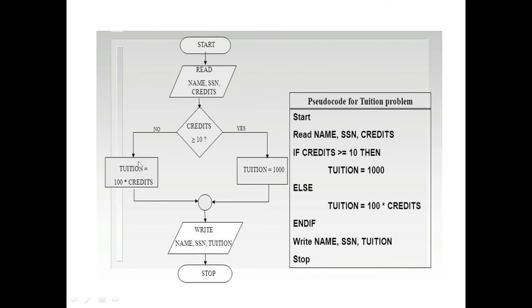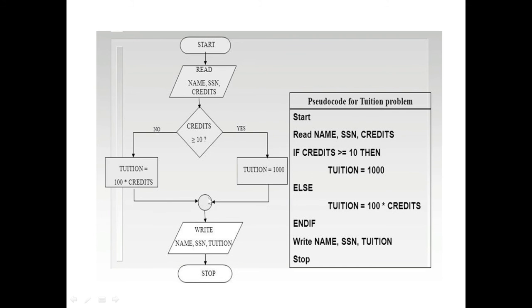The variable tuition is assigned the value 1000 in this case. And in this particular case where credit is not greater than 10, first we have computed the value of tuition, that is 100 multiplied by the credits, and then the value is being assigned to the variable tuition. So all the computations and all the assignments will be done in the rectangular block.